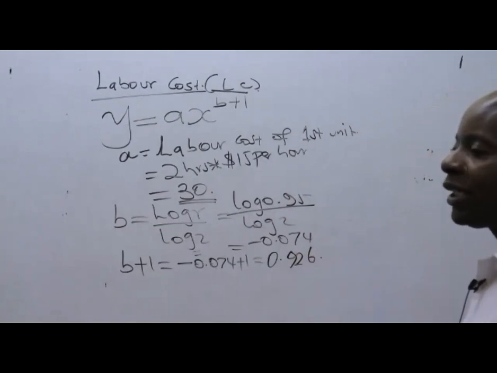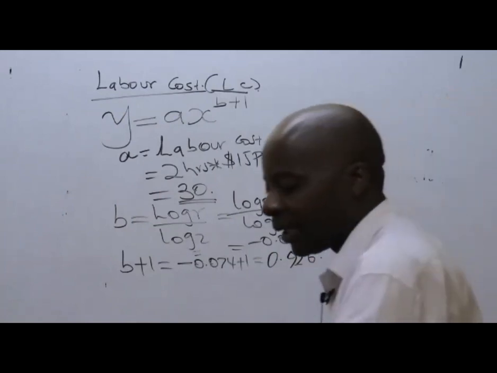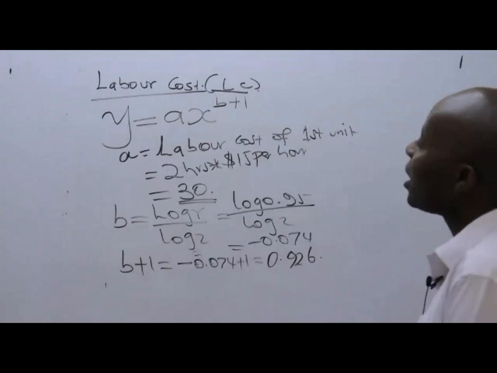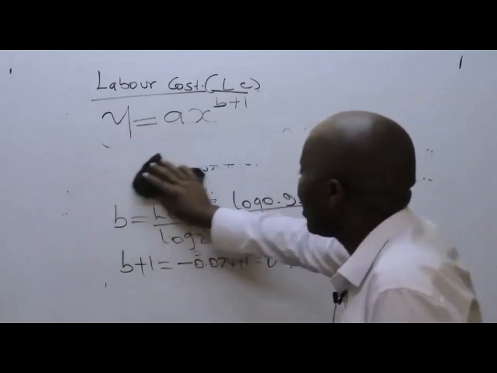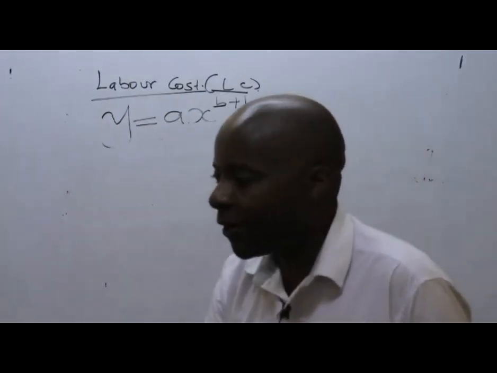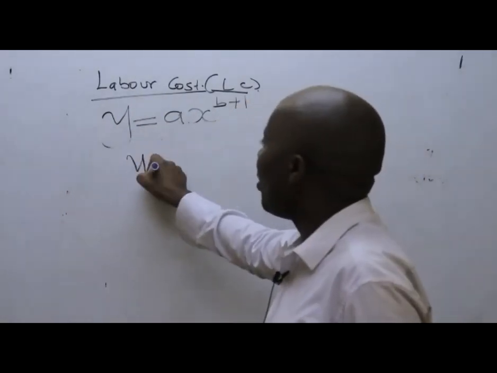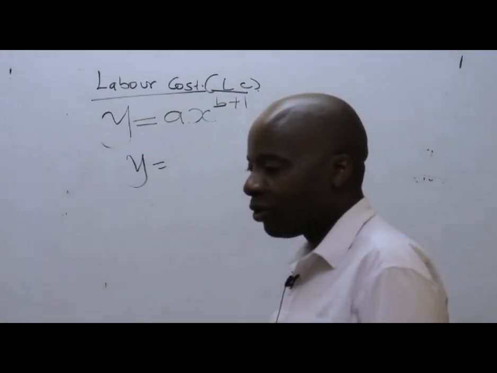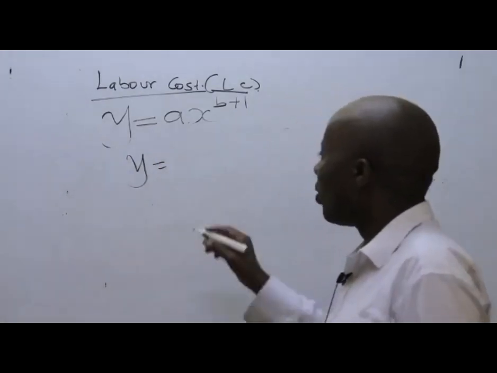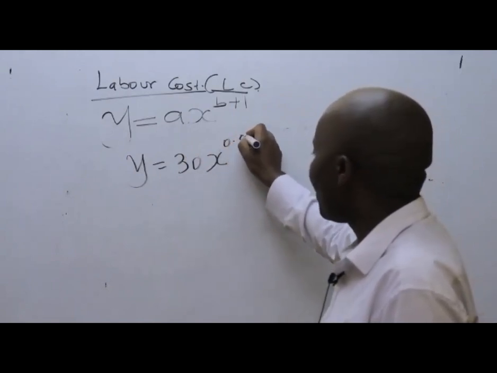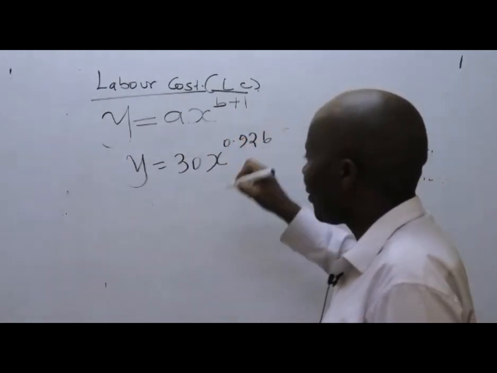Now, after you get these two parameters, ladies and gentlemen, the only thing you now need to do is to plug in the figures up there. When you plug in the figures, what do we have? We have our Y, which is the total labor cost. Remember, Y is the total labor cost, which will be 30x raised to 0.926.